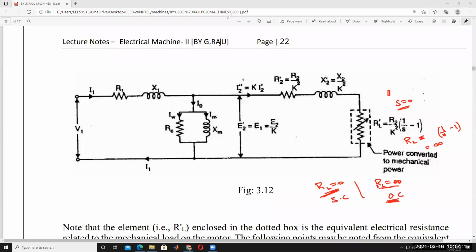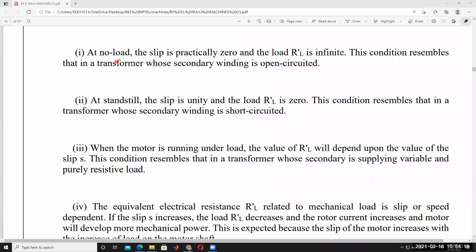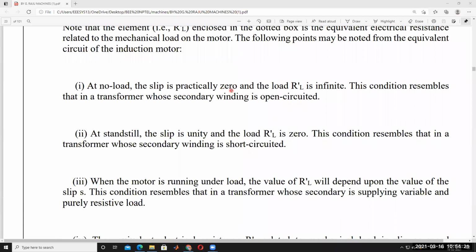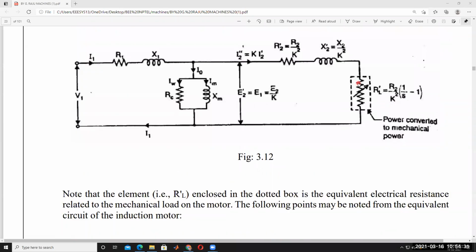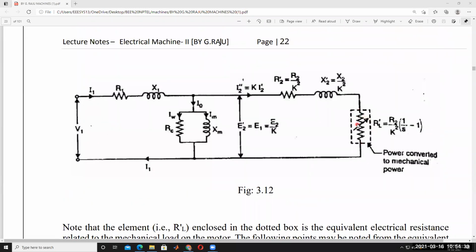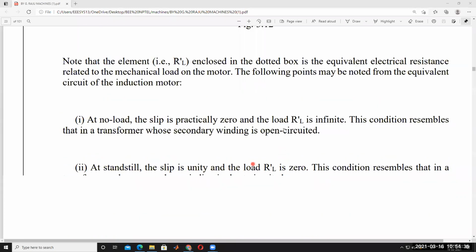So understand, try to focus here. At no load, slip is practically 0, and the load resistance RL is infinity. This condition resembles a transformer whose secondary winding is open circuit. This secondary winding becomes open circuit, same as in the transformer.